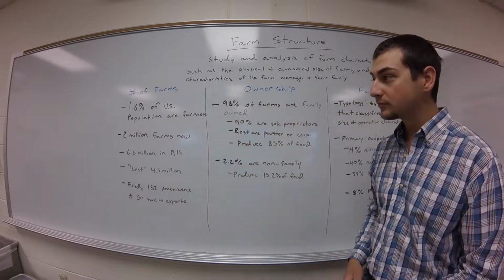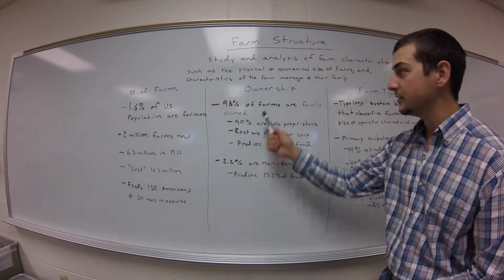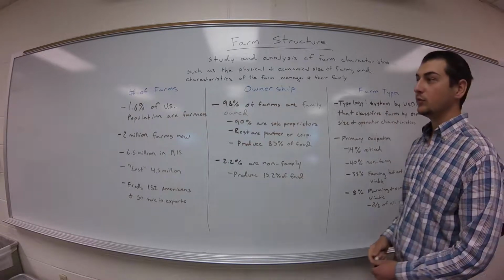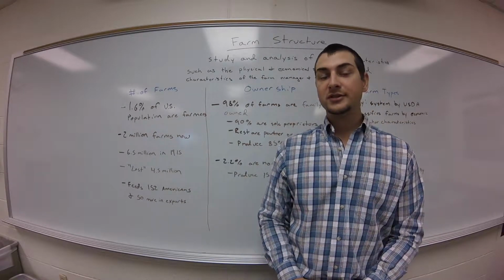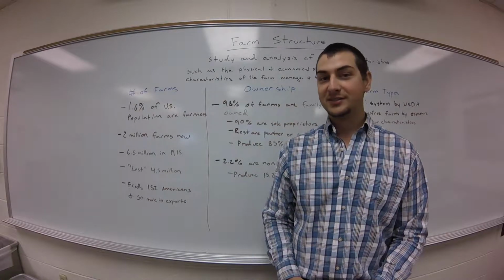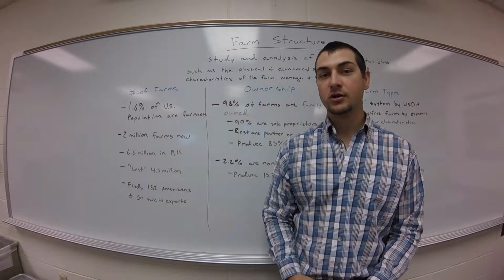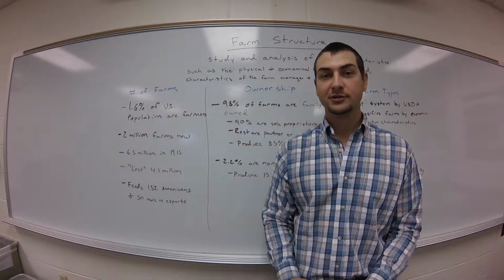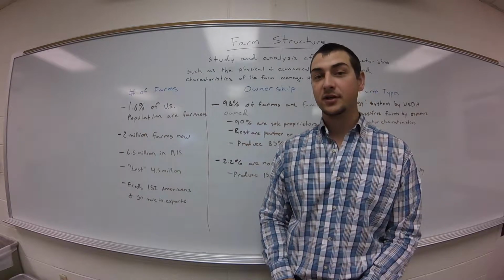physical size. So I want to talk about 3 different things. I want to talk about, first off, the number of farms in the U.S., the ownership of these farms, and lastly, the farm types. So the first thing I want to talk about is the number of farms in the U.S. It used to be that the majority of the people within the U.S. were considered farmers. That is not the case today. 1.6% of the U.S. population currently are considered farmers. Anybody who has over $1,000 in agricultural sales is considered a farmer. That constitutes only 1.6% of the population.